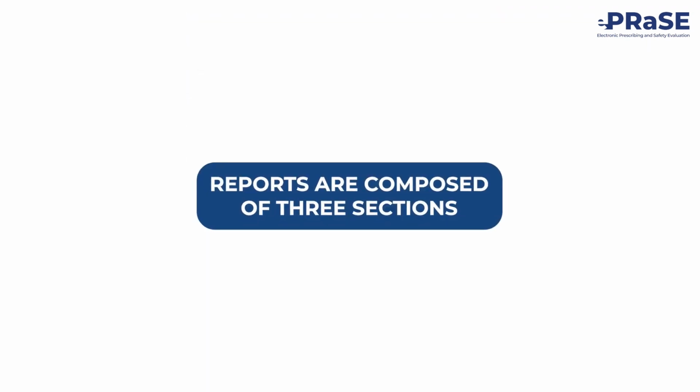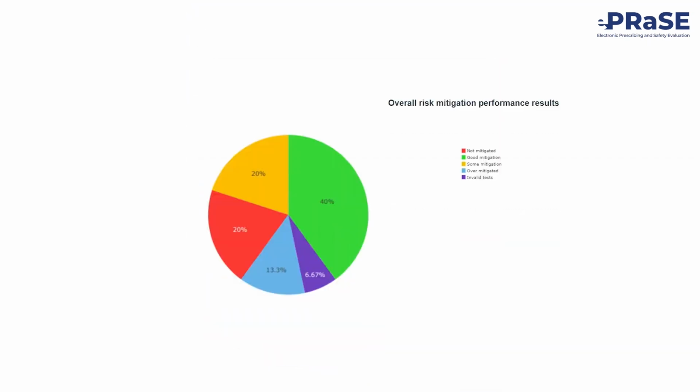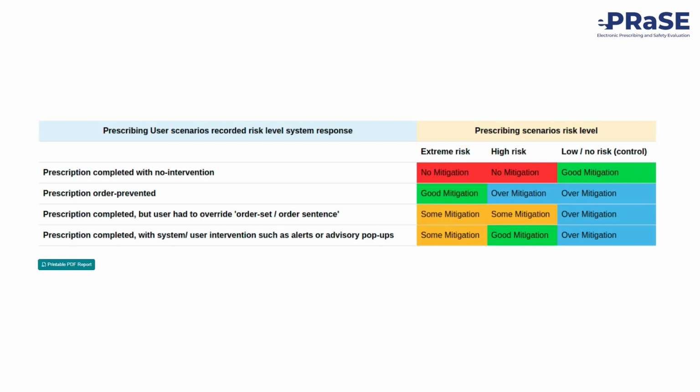Reports are composed of 3 sections. 1. A summary pie chart of overall mitigation results for the user's EP system. As part of the pie chart, there will also be a matrix. This matrix is used to help users understand the pie chart results they have been provided in their report.